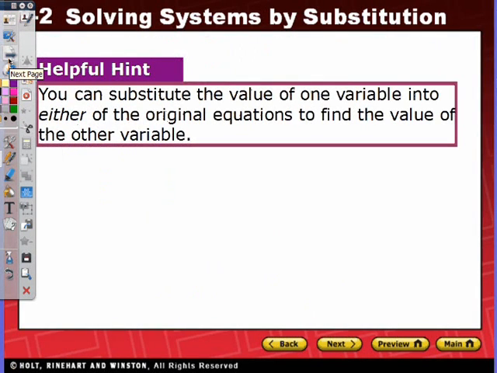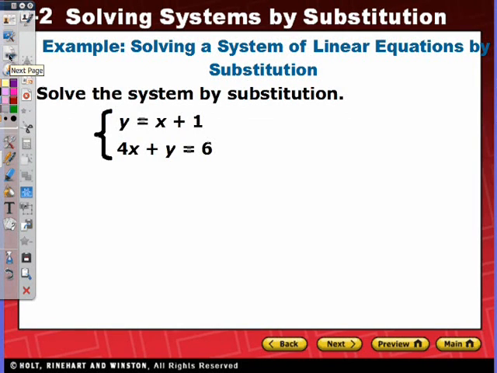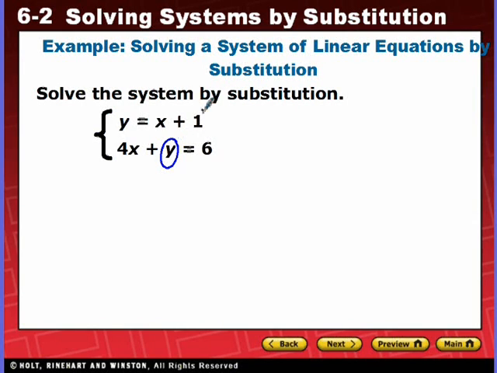Okay. Remember, we're looking for the one place where our two lines intersect, that ordered pair. That's what we're looking for every time. Write down this example, y equals x plus 1, and 4x plus y equals 6. Once again, we have a really nice setup here because one equation is already solved for y. So don't make life hard. Go ahead and take what you have y equivalent to and substitute it in for the y in the second equation. So 4x plus y is now 4x plus x plus 1 equals 6.